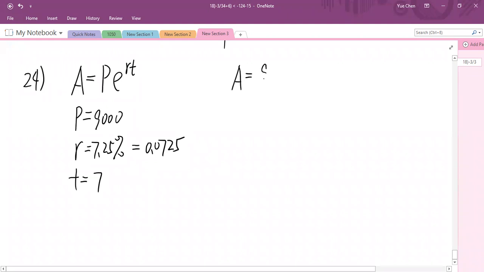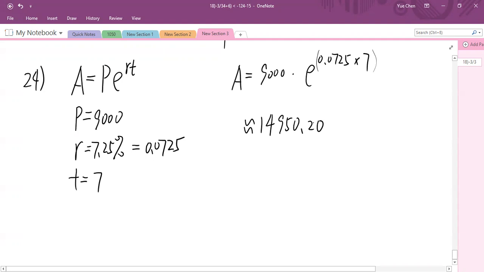So A equals 9,000 times e to the 0.0725 times 7. If you want to use a calculator, don't forget the parentheses for the power. So at last, we will have 14,950.20. We need 2 decimals.